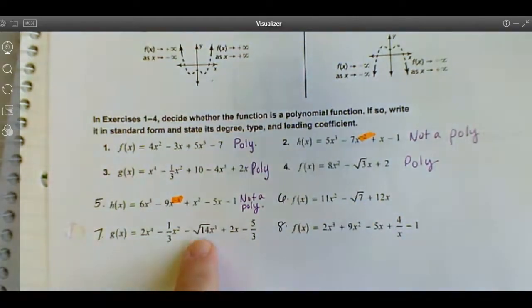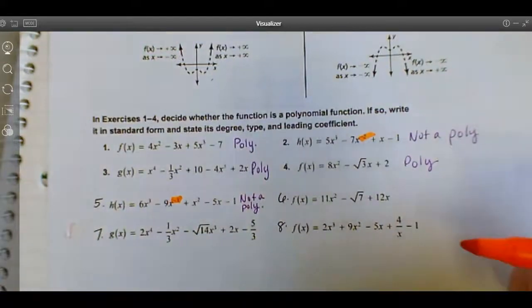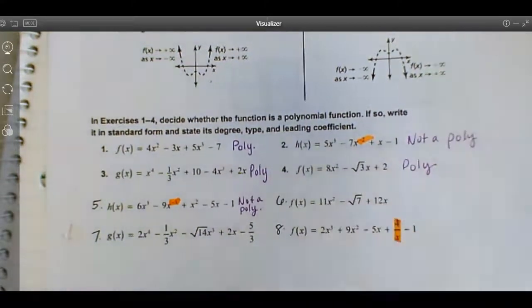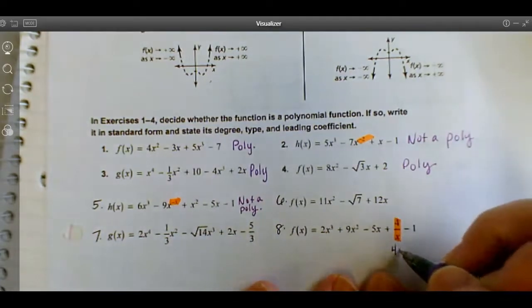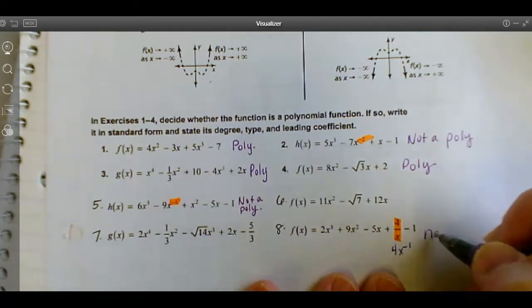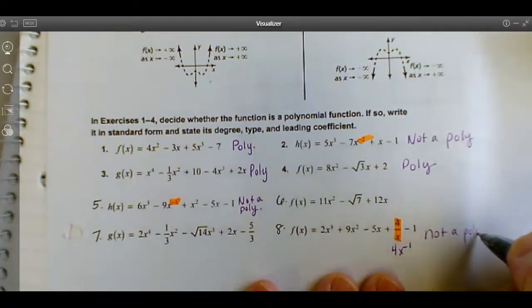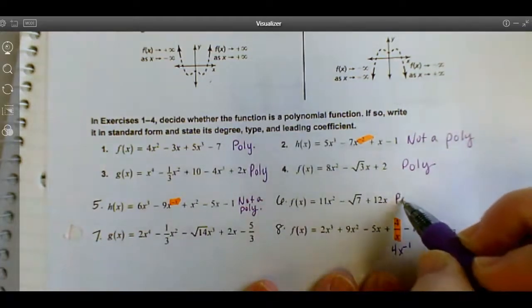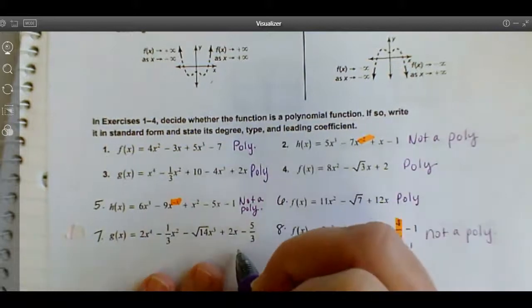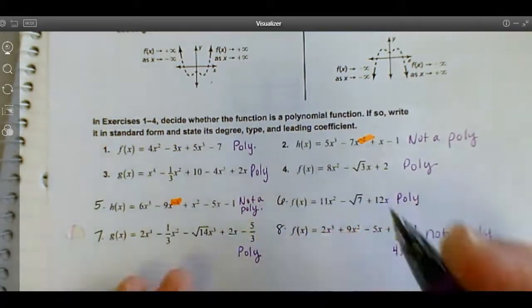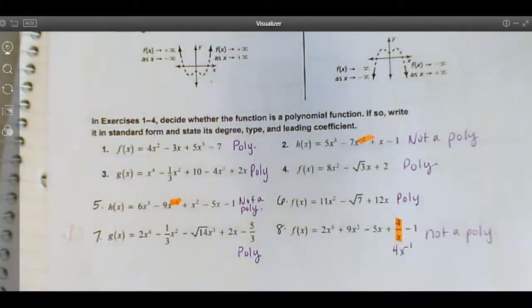Same thing on 7. On 8, this one right here is the problem, 4 over x. Now, I don't see a negative power there, but there is a way that you can rewrite that to make it a negative power. It's 4x to the negative 1, and so this one is not a polynomial. The rest of these are polynomials because there's no negatives and no fractional powers.